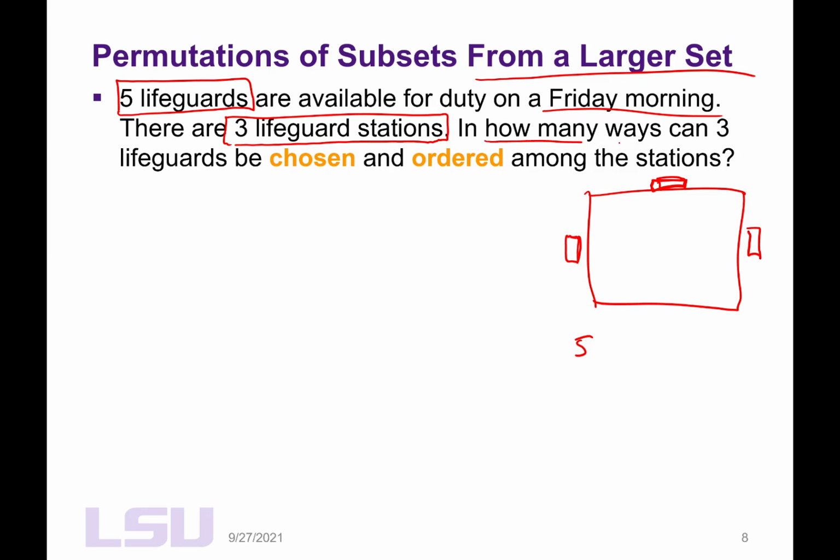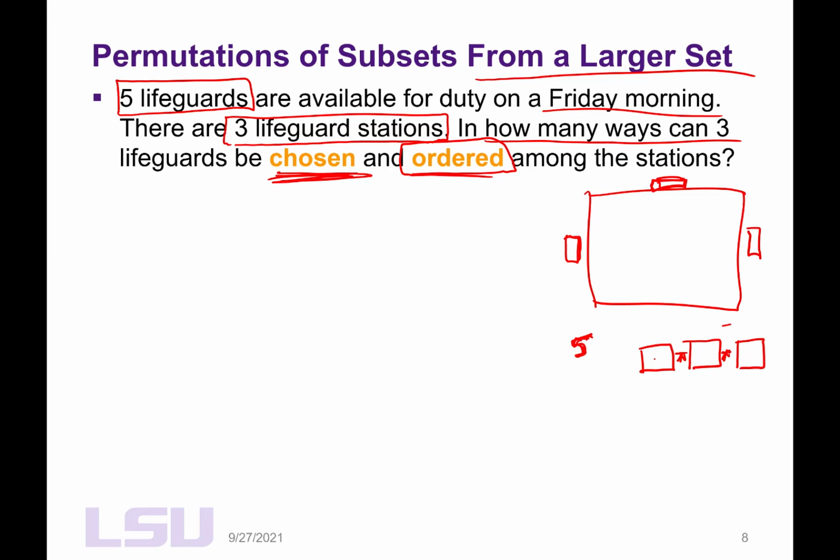So here is a question for you. In how many ways can 3 lifeguards be chosen and ordered? So the ordering is important, right? Among the stations. So you have 5 guards to choose from, and then you want them to fill these 3 positions. So these could be the 3 positions written out where we've talked about them previously, and then you already know from the fundamental principles of counting, we're going to be multiplying n1 with n2 with n3.